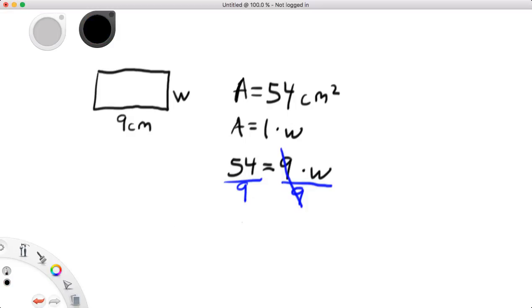Once again, the reason is that 9 over 9 is 1, and 1 times w is w, so these cancel out. And then I just have 54 divided by 9, which I believe is 6. Check me on that, somebody with a calculator. Just kidding. 9 times 6 is 54. That is something that you need to know from your math facts, from your times tables. Okay, so my width is 6 centimeters, and my length is 9 centimeters.